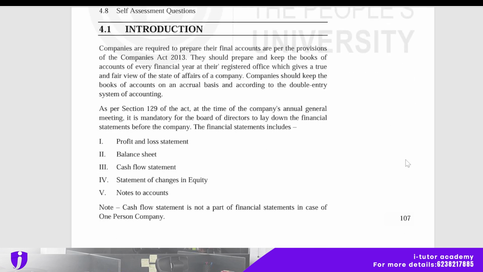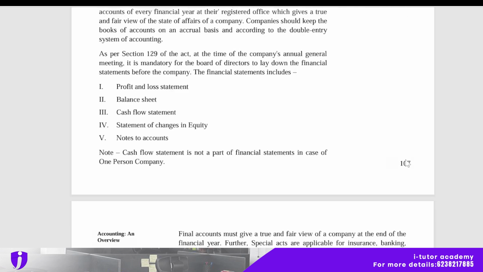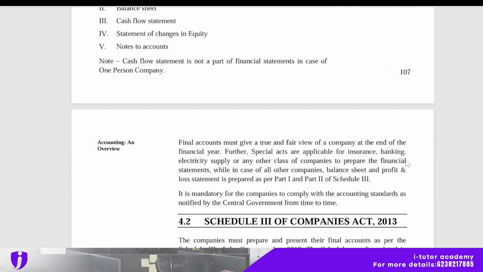As per Section 129 of the Act, at the time of the company's annual general meeting, it is mandatory for the board of directors to lay down the financial statements before the company. The financial statements include profit and loss statement, balance sheet, cash flow statement, statement of changes in equity, and notes to accounts. Note: cash flow statement is not a part of financial statements in case of a One Person Company. And final accounts must give a true and fair view of a company at the end of the financial year.